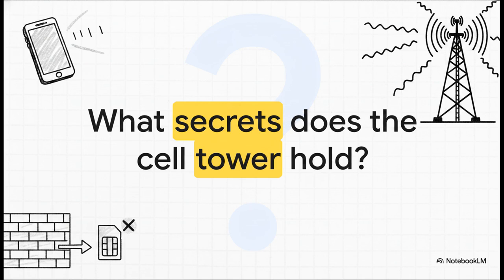So, you've officially mastered phase 1. But I want to leave you with a bit of a provocative thought to chew on. If the phone is merely the first link in this massive network chain, what secrets does the cell tower hold? Think about it. If the issue isn't a dead SIM and it isn't a thick concrete wall, what actually happens when we finally do have to investigate the macro level?